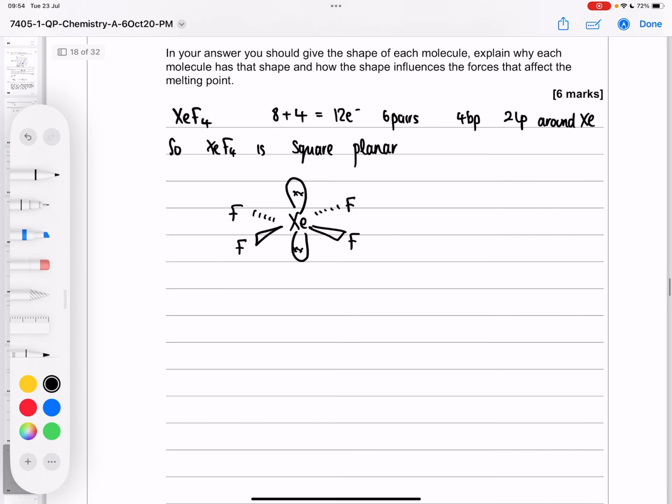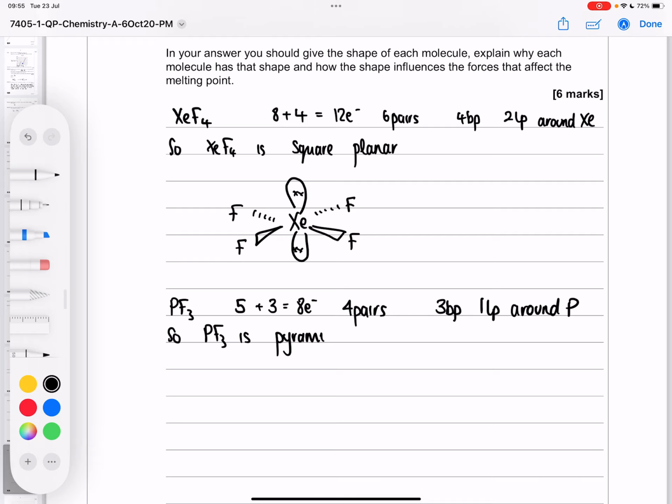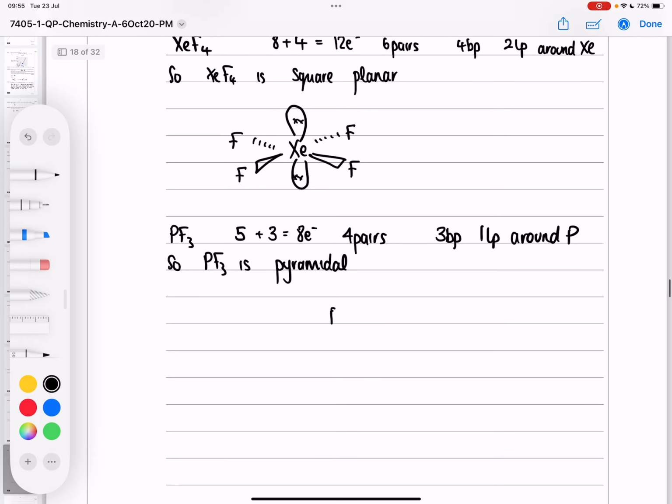Then if we look at PF3, P is in group 5, plus 3 electrons from the 3 fluorines is 8 electrons in total, or 4 pairs. And we can see that that's 3 bonding pairs and 1 lone pair around the phosphorus. So PF3 is pyramidal. Three bond pairs and 1 lone pair.